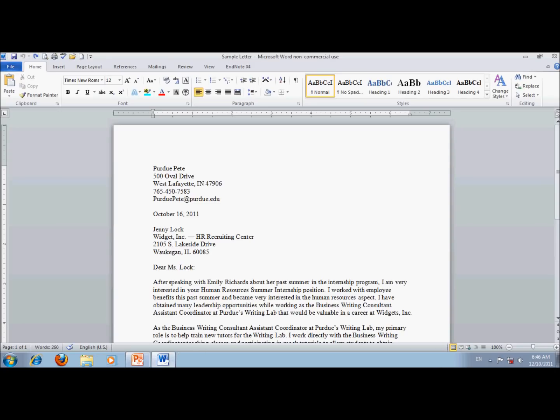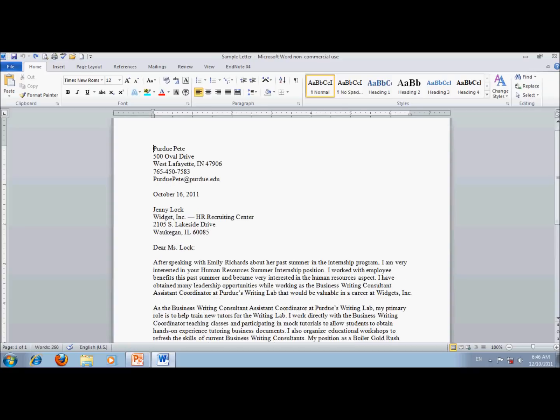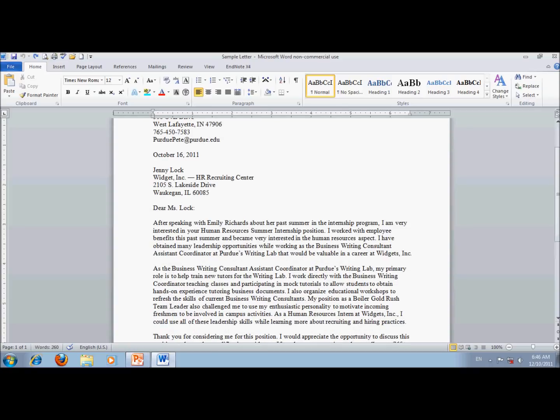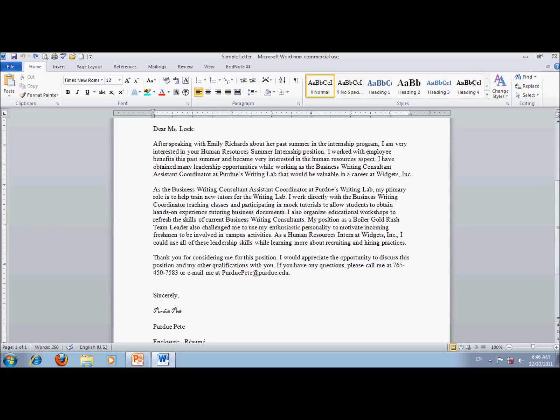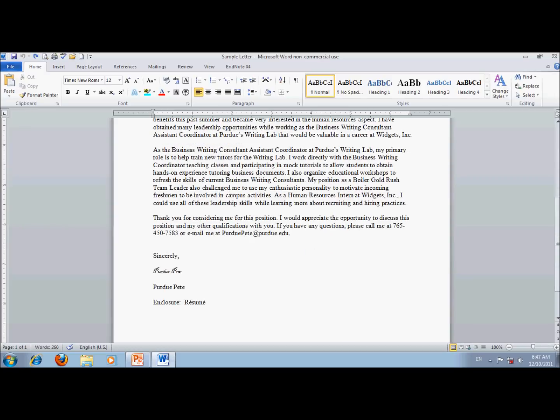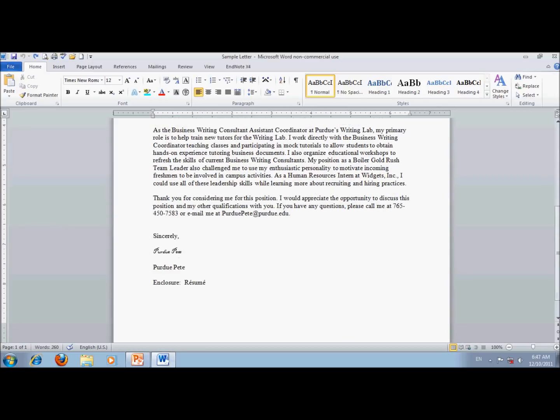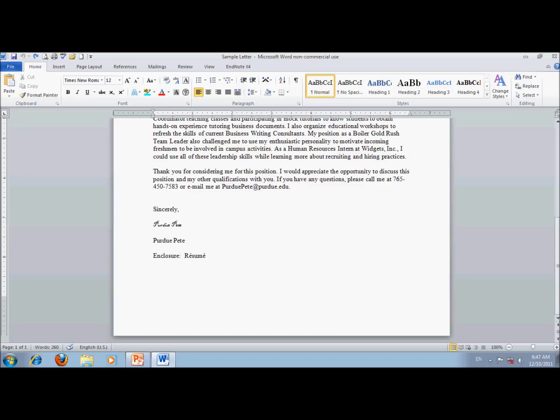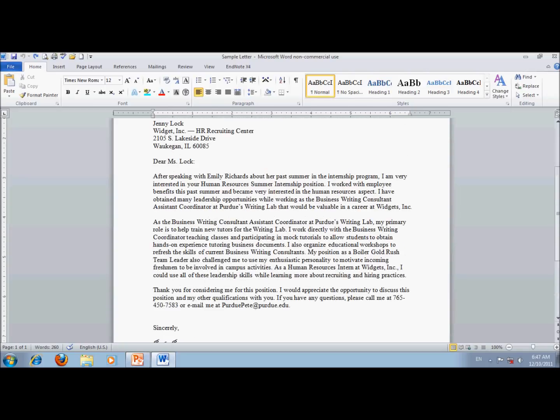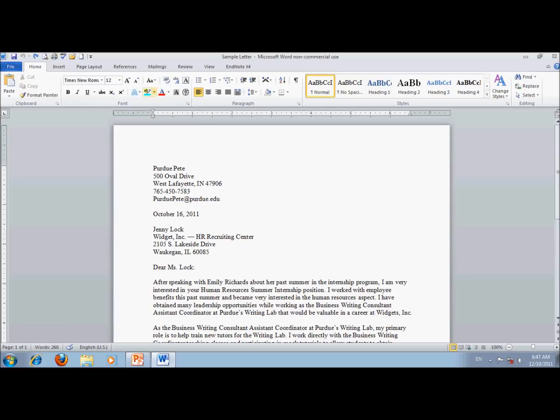The first thing that you should notice now that we're looking at a sample cover letter is that this cover letter has been written in a block format. That is, everything is single-spaced, except for an extra space between paragraphs. You should also notice that everything is left justified. That is, everything is flush with this left margin.